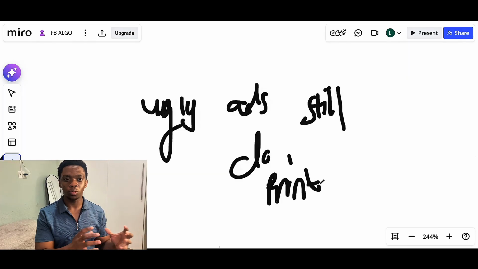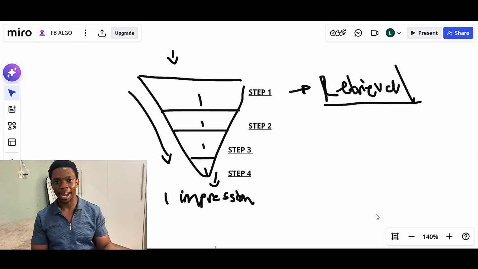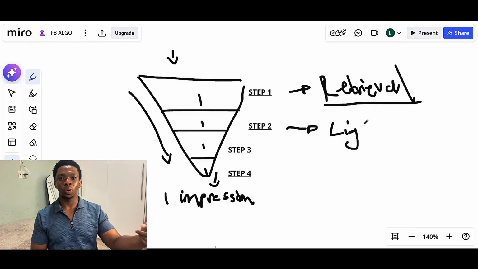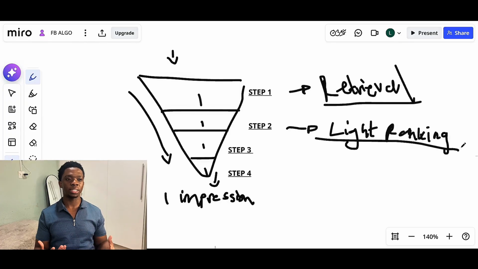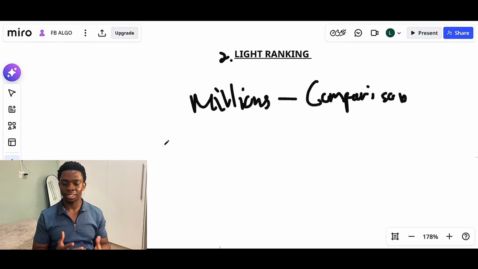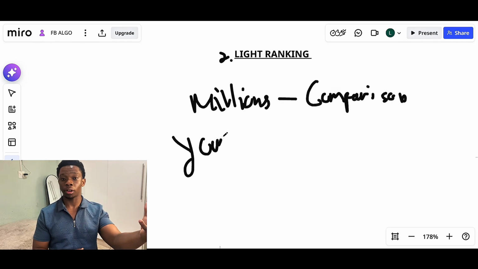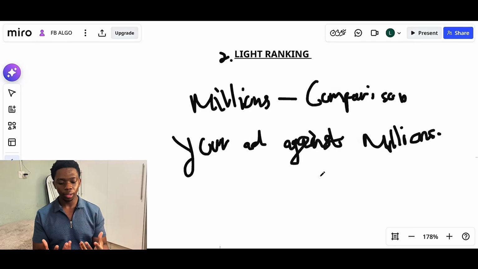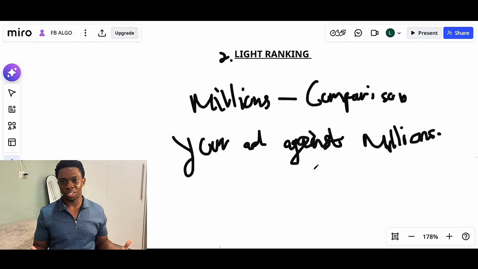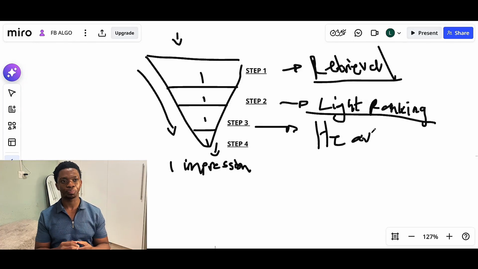So since your ad has moved to the next stage because Facebook thinks they've gathered enough information from it and they think they have the right ICP, you then start to move to stage 2, which is light ranking, right? Light ranking is basically where your ad goes toe-to-toe with millions and millions of other ads in terms of comparison. They compare which one is going to fit the ICP that they thought fit the ad. And after this, because there's not really much to go into in terms of light ranking, it's fairly straightforward, you move into the next stage, which is heavy ranking.